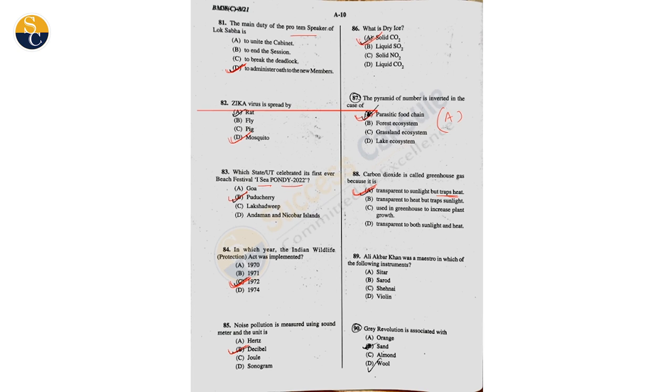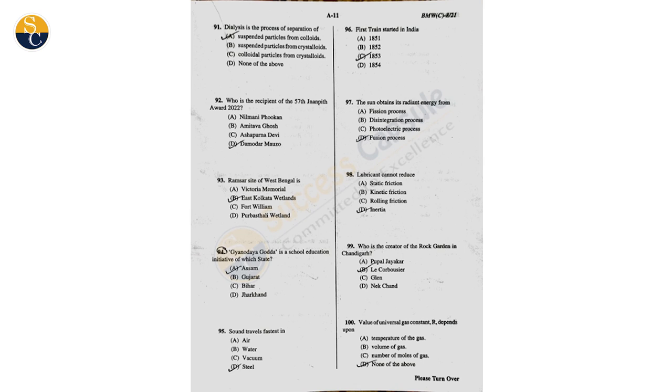Next, Ali Akbar Khan was a maestro in Sarod. So, B is the correct answer. Next, grey revolution is associated with production of wool as well as fertilizers. So, D is the correct answer. Next, dialysis is the process of separation of, answer is C, colloidal particles from crystalloids. So, C is the correct answer.